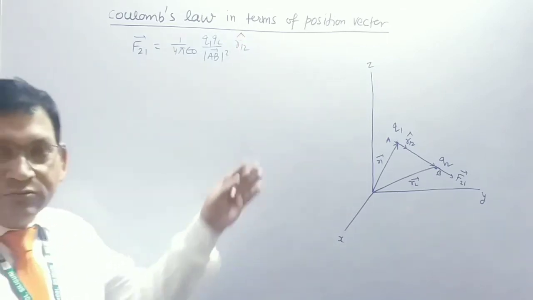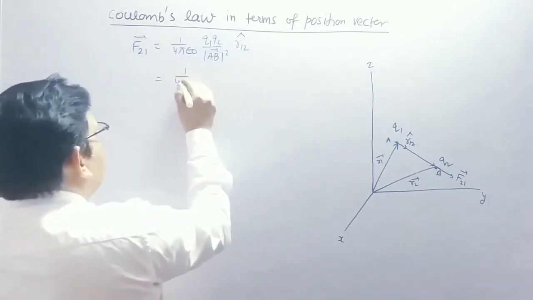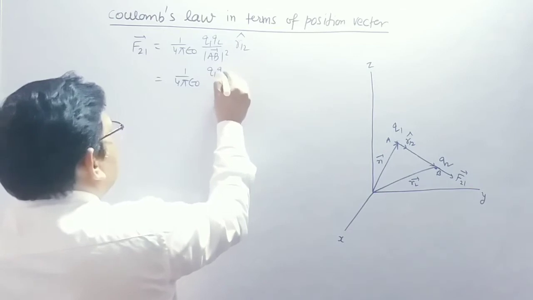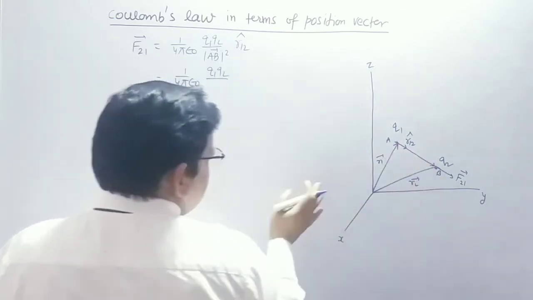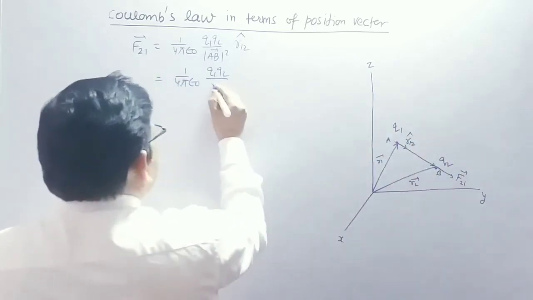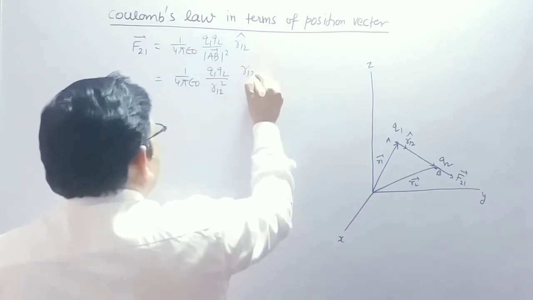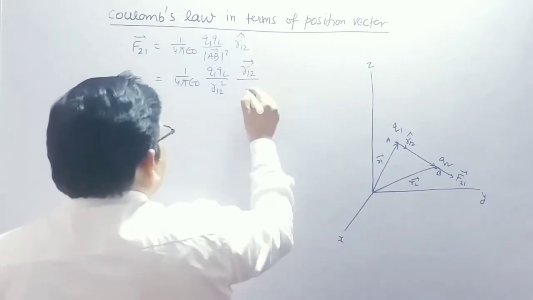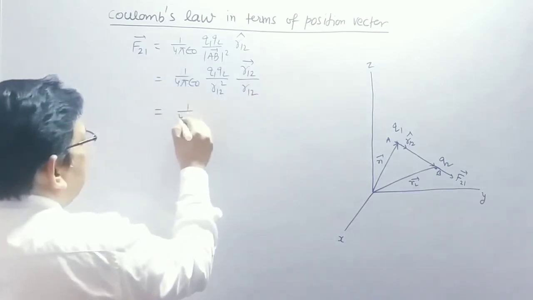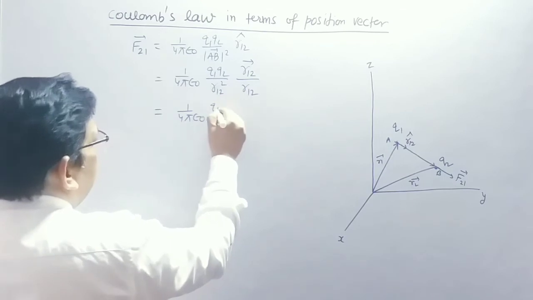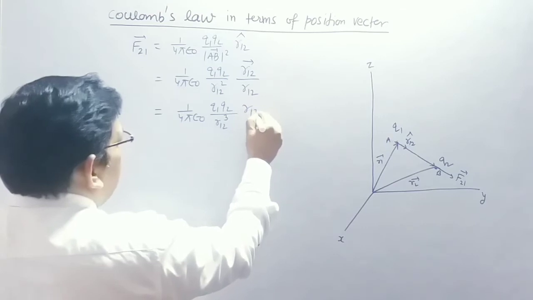Now you know how to write the unit vector r12. So this can be written as 1 by 4 pi epsilon q1 q2, and the modulus of AB means the total distance from A to B. This can be written as modulus r12 square, and the unit vector can be written as vector r12 by modulus of r12. So overall, now the expression becomes q1 q2 by modulus r12 whole cube times vector r12.